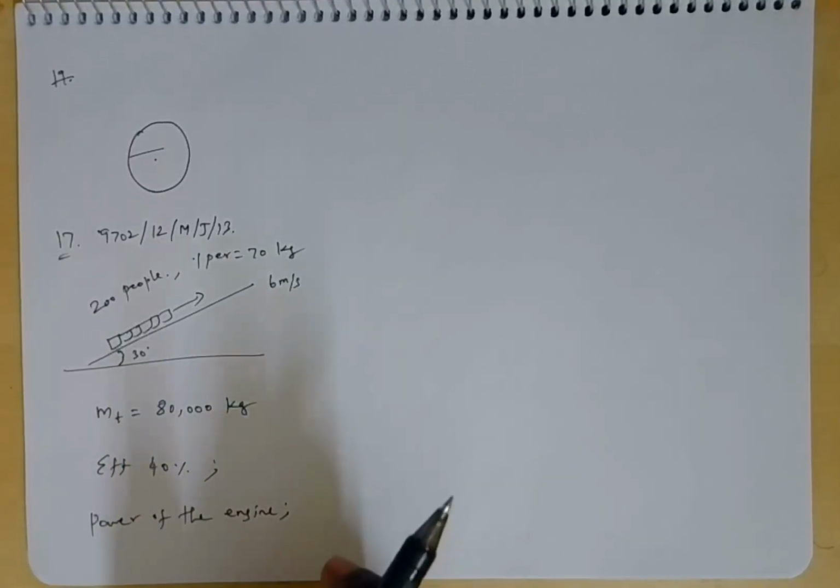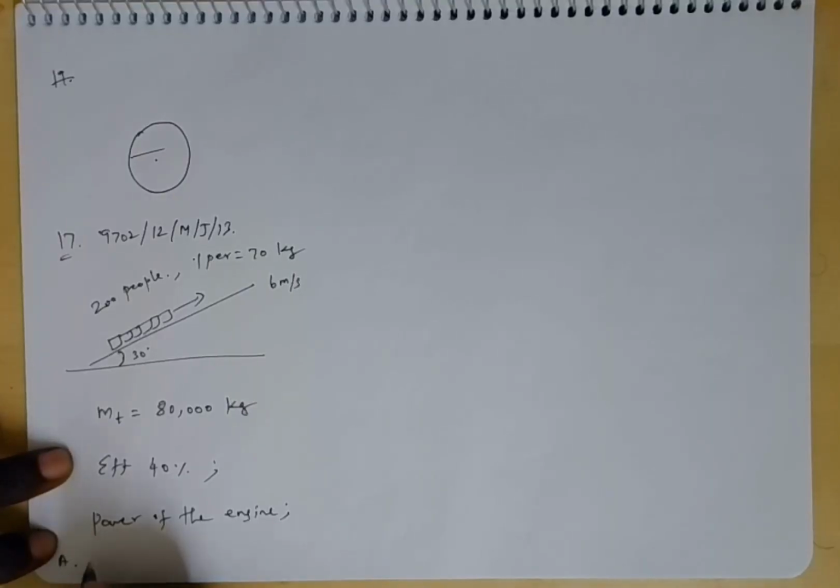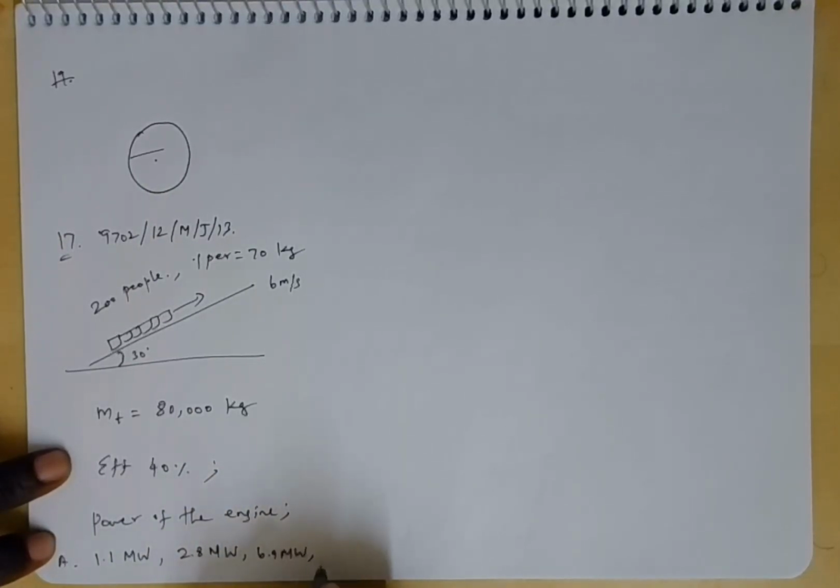Can you see that this time they are asking the input? Yes, I think you should work. Please try to work this out. Sir, by the way, four options are there: 1.1 megawatt, 2.8 megawatt, 6.9 megawatt, and 14 megawatt.